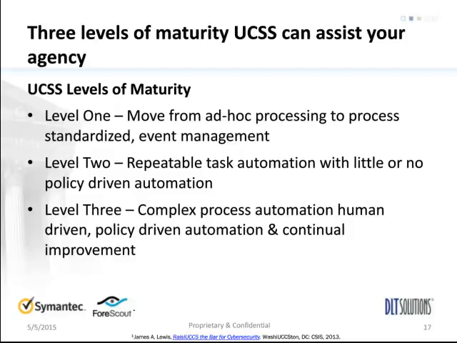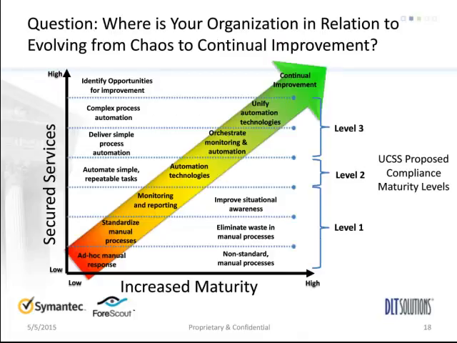This next slide really visualizes that. The 3 levels of compliance maturity, and how you move up the scale. So the question, and we don't need any answers obviously on this call, but ask yourselves, where is your organization in relation to evolving from more of a chaotic state, which would be on the lower left-hand corner where it's colored red, up into continual improvement up into the right, which is really the nirvana and what we're all looking to do.